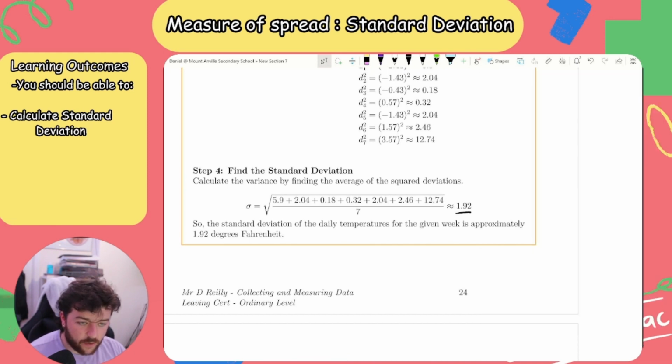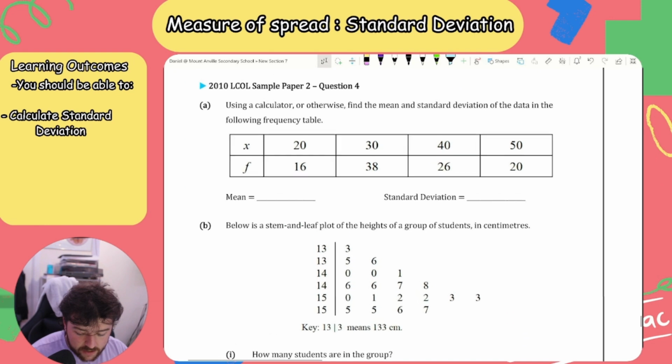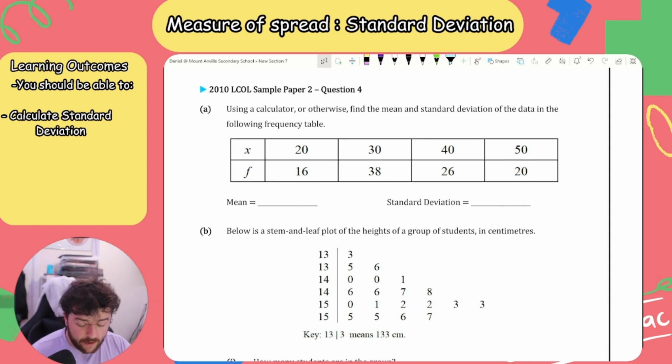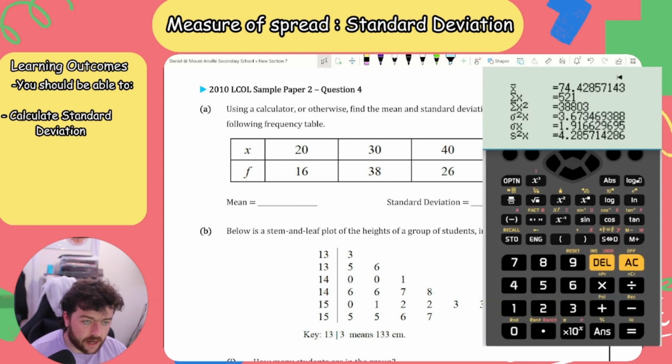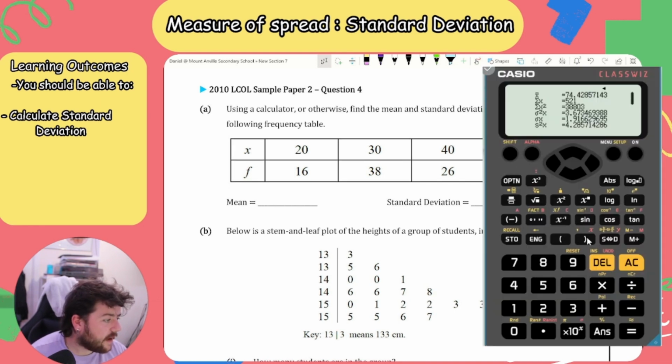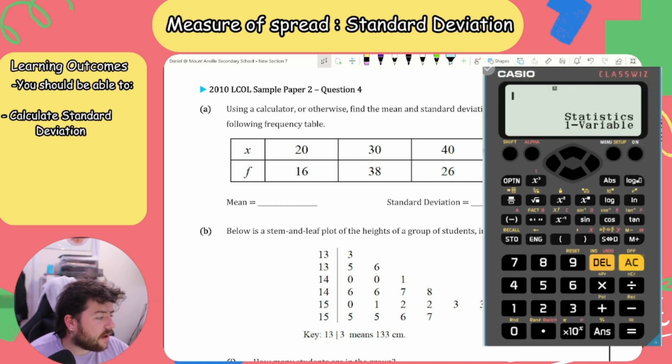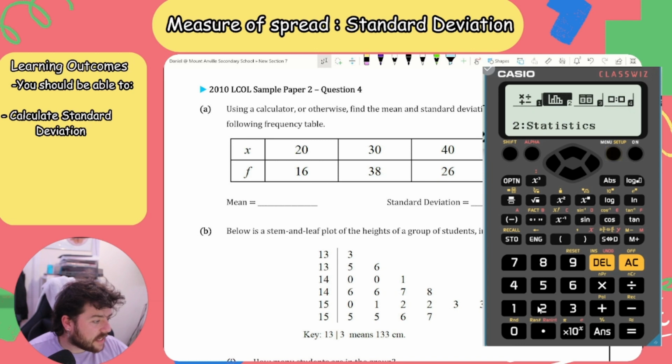So let's do some questions. This is from the 2010 Leaving Cert sample paper 2. Use a calculator or otherwise find the mean and standard deviation from the data in the following frequency table. So we're dealing with a frequency table. Let's open up my calculator. We're going to start a new table. I'm going to click Menu, Statistics, One Variable. I don't have my frequency part of my table, so I need to activate that. I'm going to click Shift, Setup.